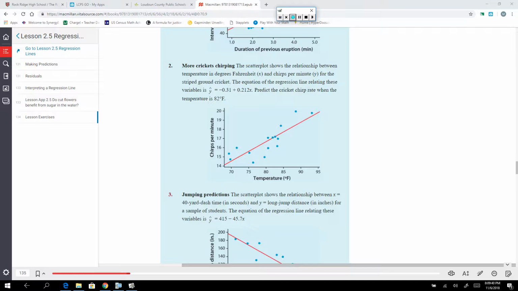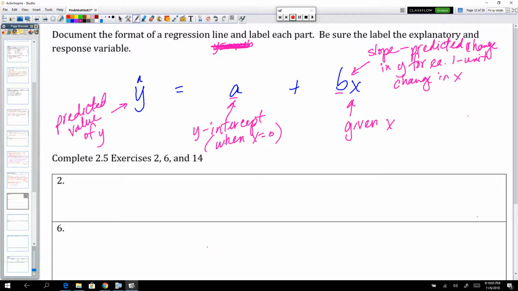And given that regression line equation, we're asked to predict the cricket chirp rate when the temperature is 82 degrees. Now certainly understanding which variable is explanatory and which variable is response is important. You should know that the explanatory, or x variable, is temperature, which we're given, and the response variable, or y predicted, is going to be chirps per minute. So you've probably already realized that you just need to plug 82 degrees in for x and see what pops out.